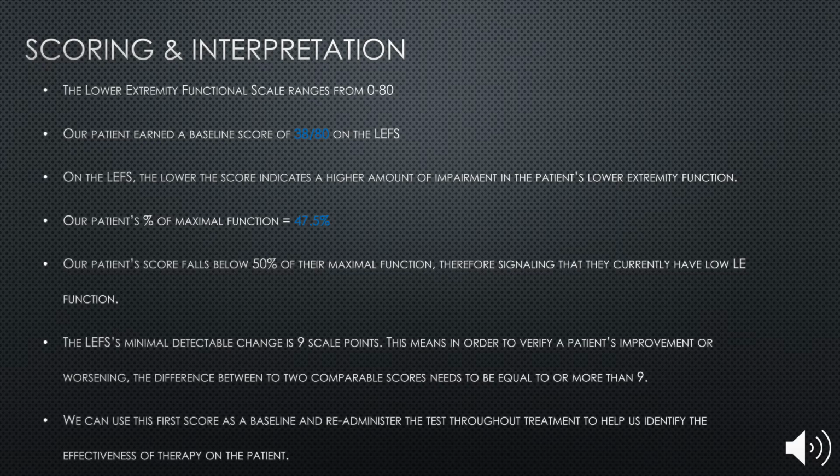Before we can use this test to our advantage, we have to know that the LEFS has a minimal detectable change of 9 scale points. This means that the difference between any two scores that you want to compare has to be equal to or greater than 9 before we can justify that they're getting better or worse. This first score can be used as a baseline going forward throughout treatment, and we can re-administer the test throughout treatment to help show the effectiveness of therapy on the patient.